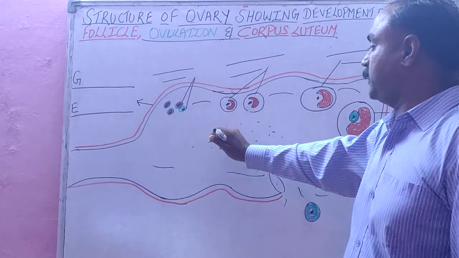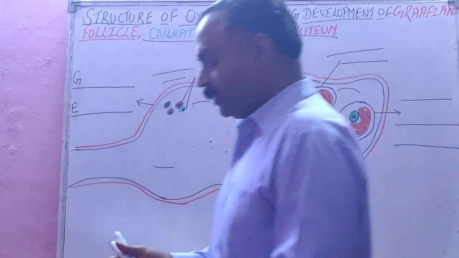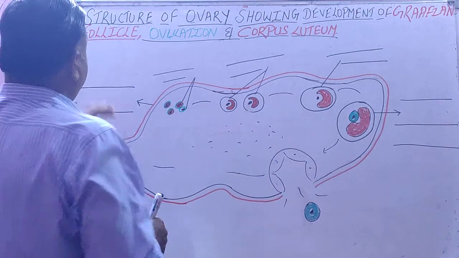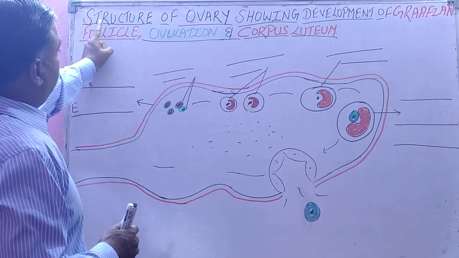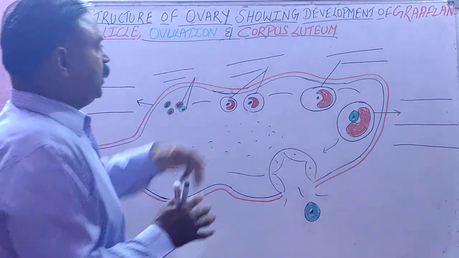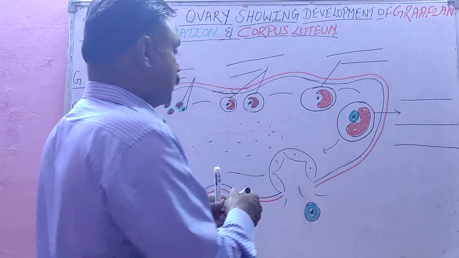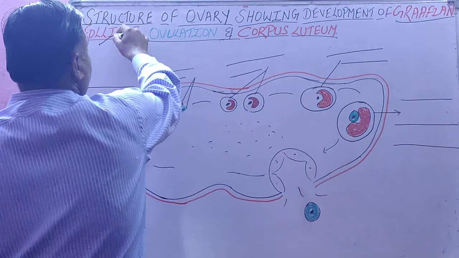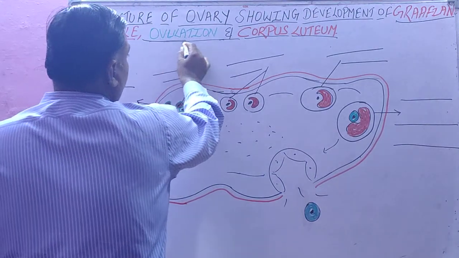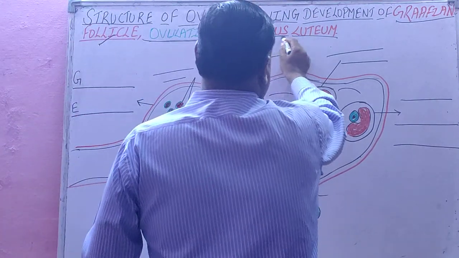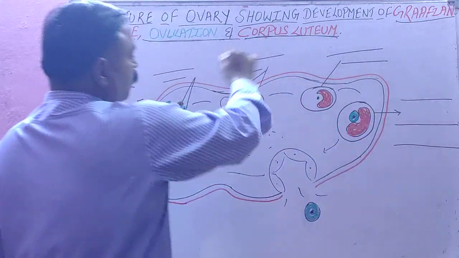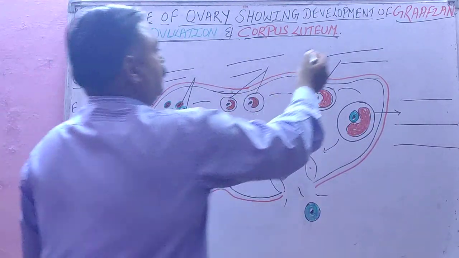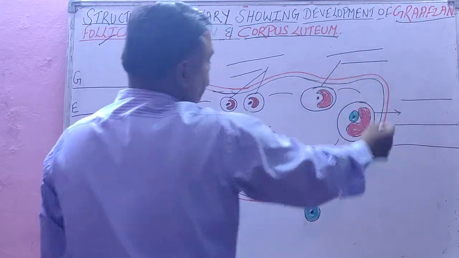Student, this diagram is very important. Pay attention. So please read this line carefully. Structure of ovary showing three things: development of Graafian follicle, then ovulation and corpus luteum. One by one I will show you these three processes occurring in this structure.